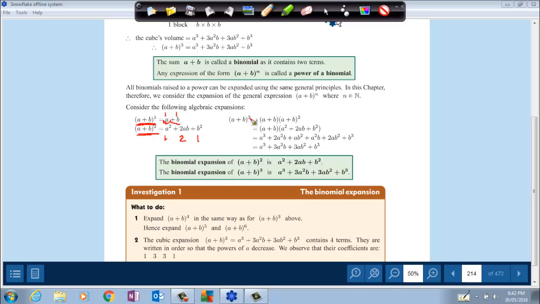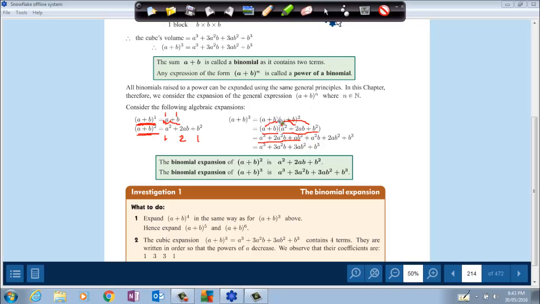When you do a plus b cubed, you have to do it the long way. You can say a plus b cubed is a plus b times by a plus b squared. We've already worked out a plus b squared from this one here. So you can write a plus b squared out in full there, and we have to multiply that by a plus b. Now when you multiply by a plus b, the a gets multiplied into everything inside that bracket. So that will give a cubed, 2a squared b, ab squared.